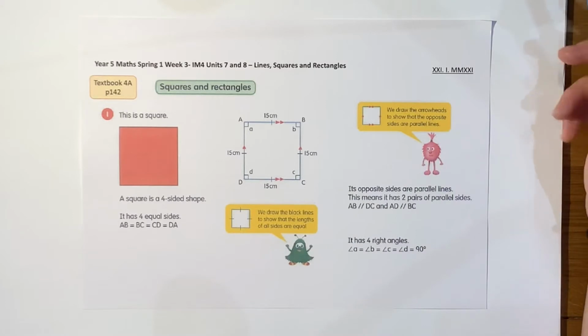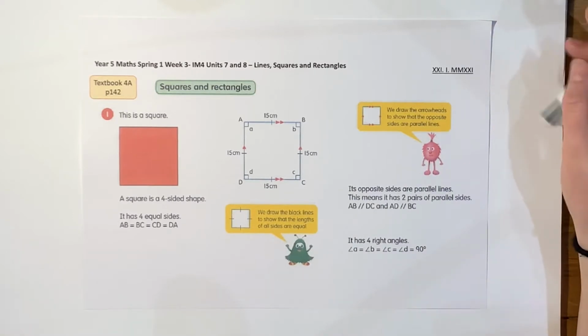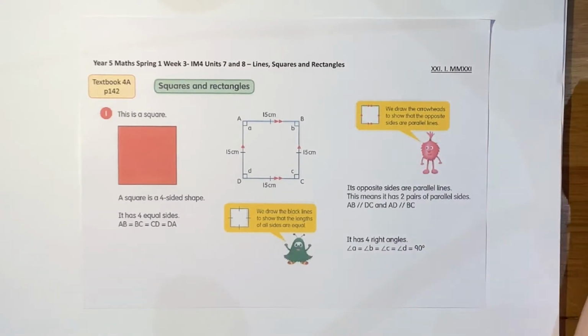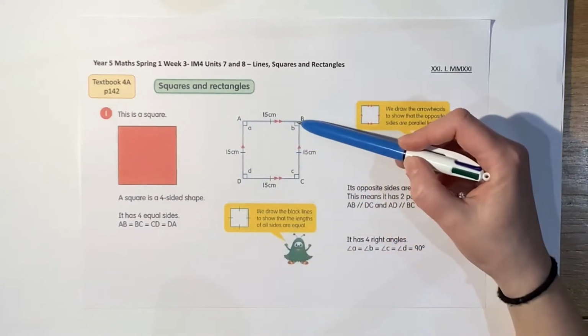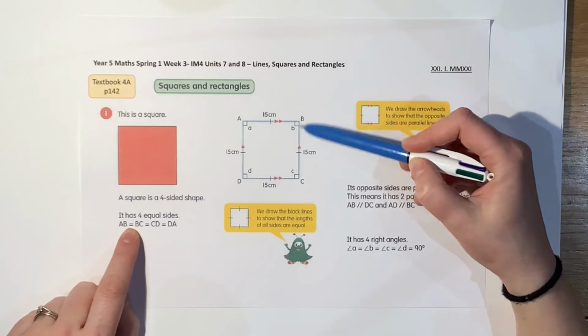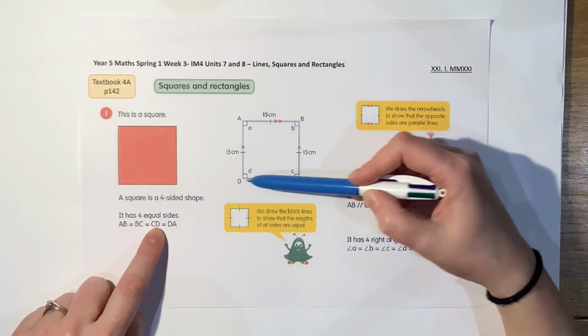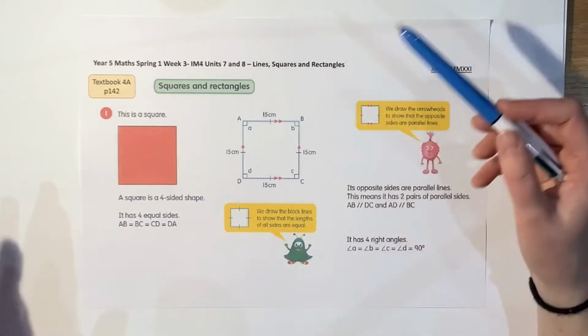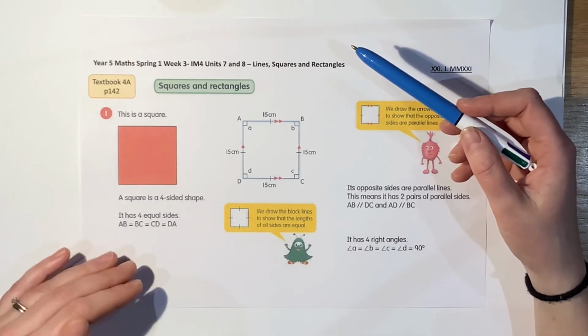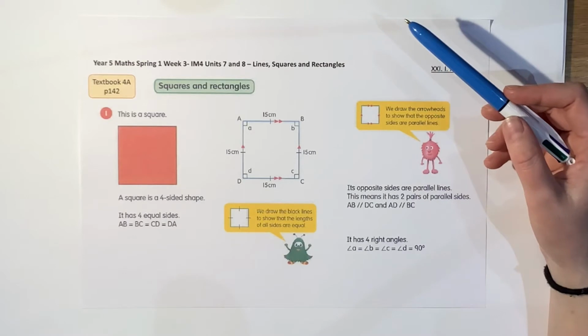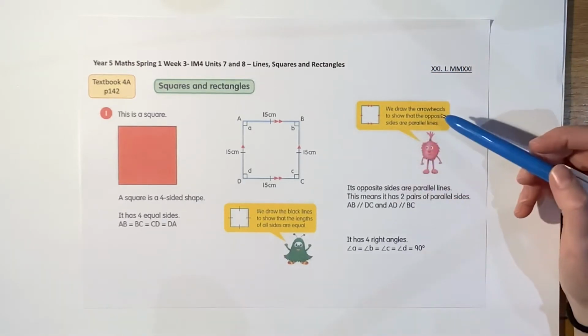Okay, this is a square. A square is a four-sided shape. It has four equal sides. So if we were to call it ABCD, AB is equal to BC is equal to CD is equal to DA. That's how we know it's a square. All the sides are equal. But that's not all that makes it a square, and we'll think about the angles in a minute.